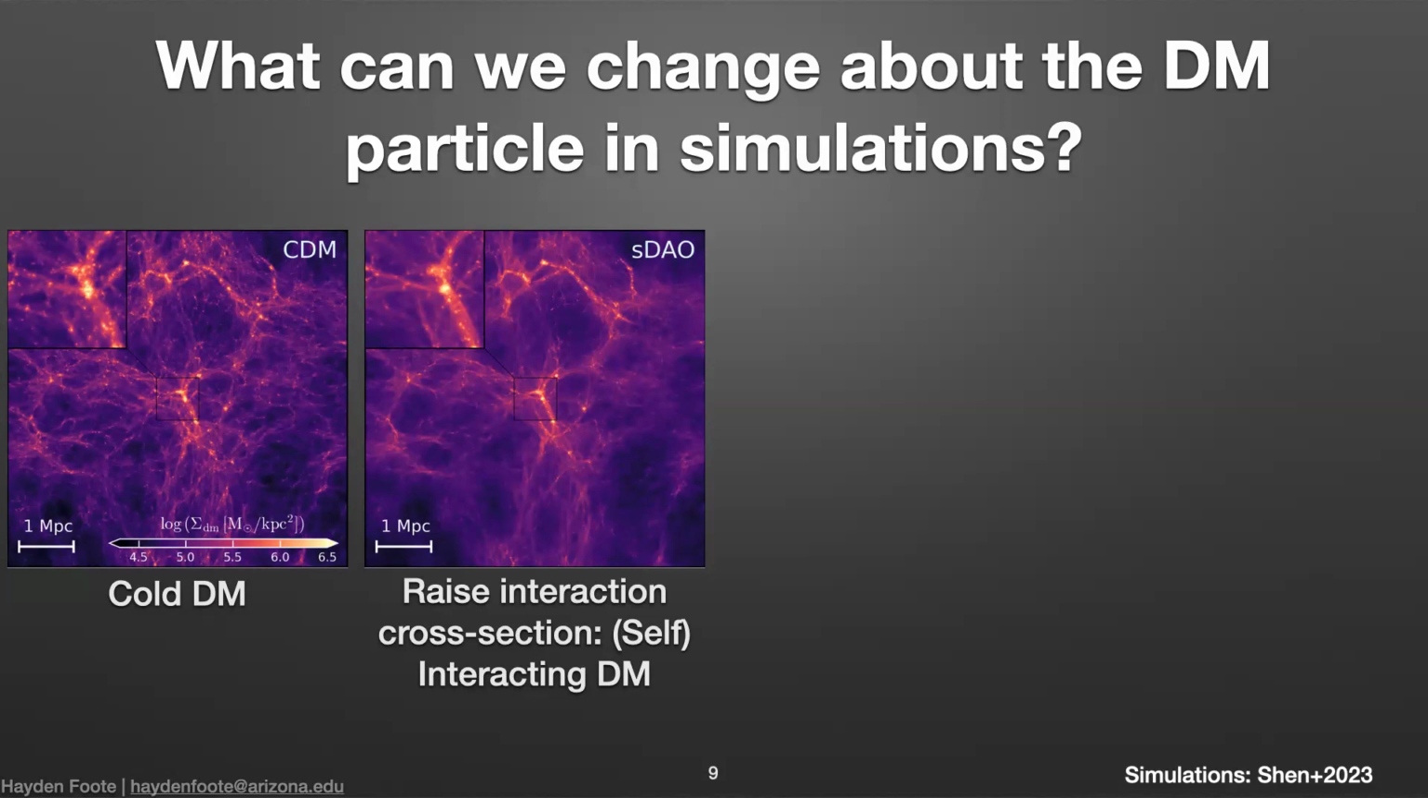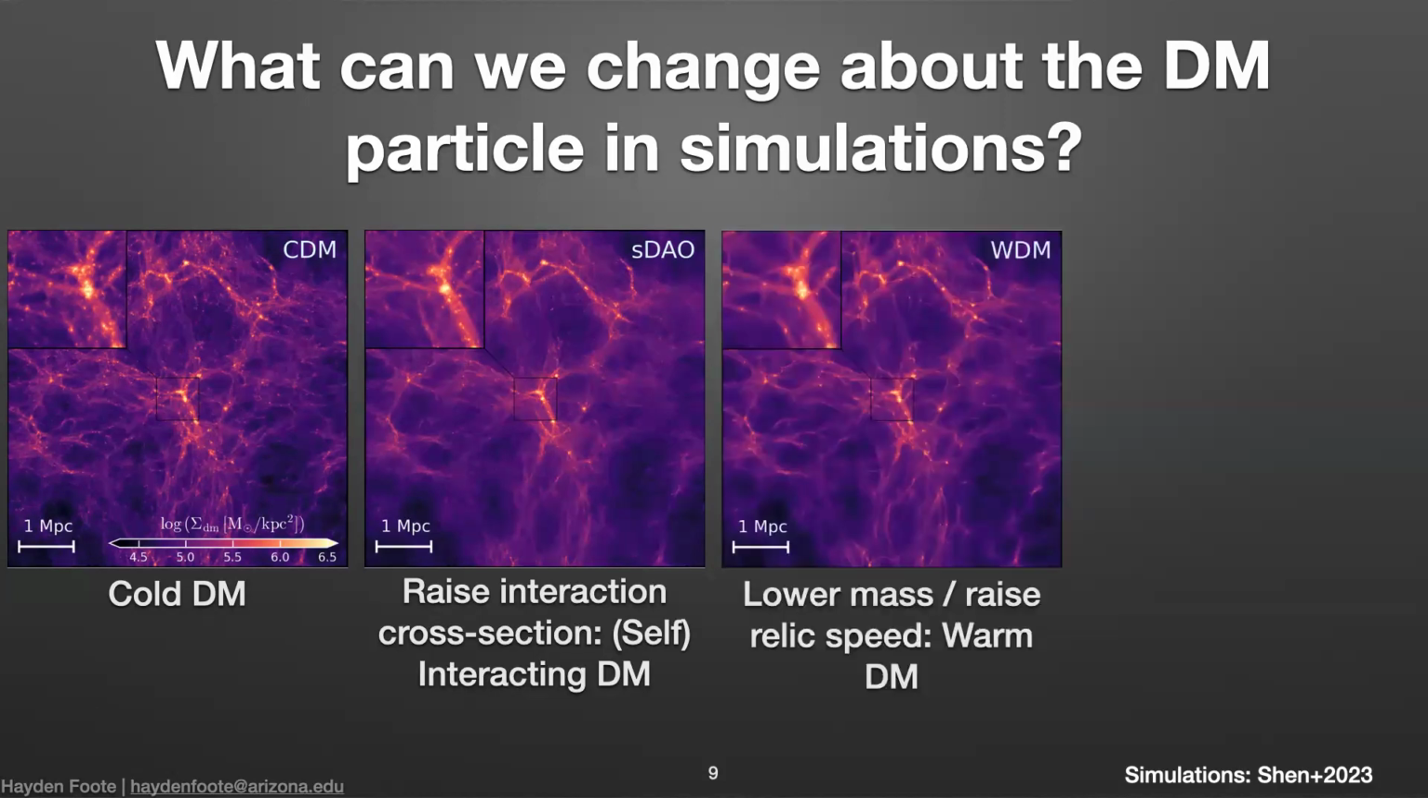And then the other knob we have to turn is the particle mass. If we lower the particle mass just a little bit, that translates to raising the average velocity of these dark matter particles. It increases the length that they can free stream. We call this warm dark matter.